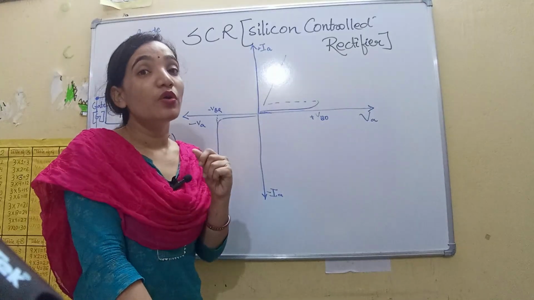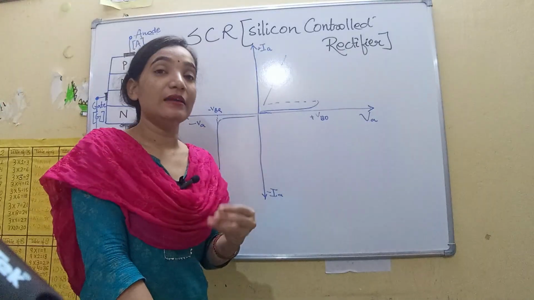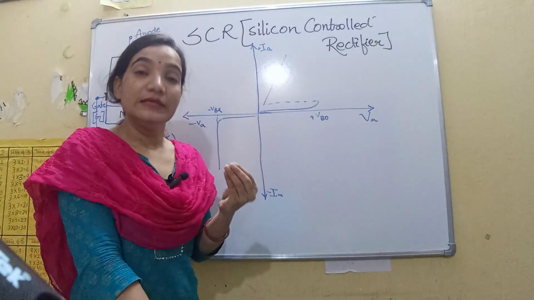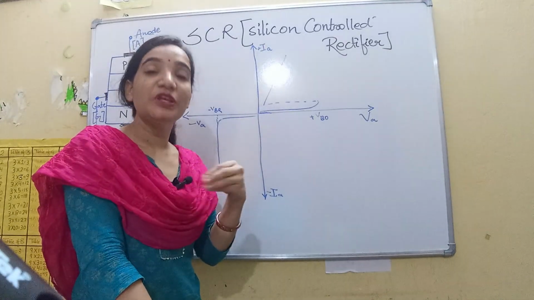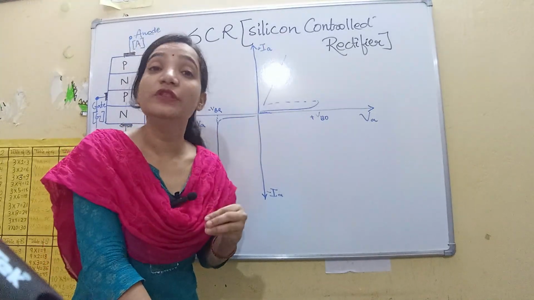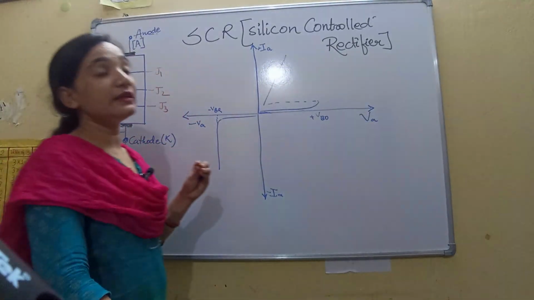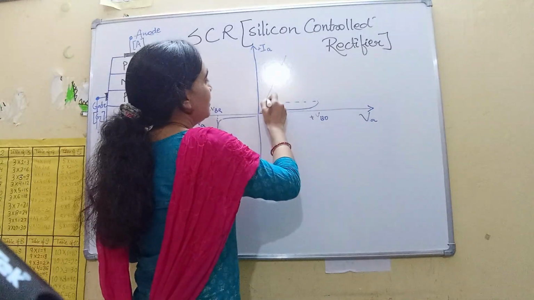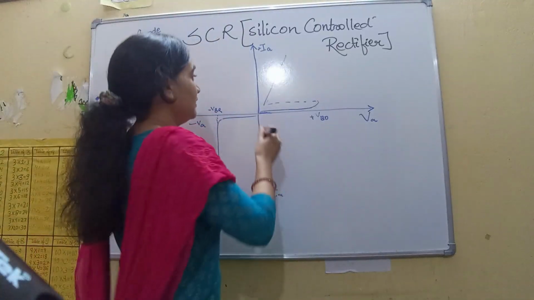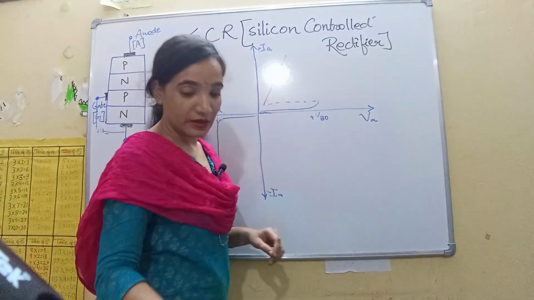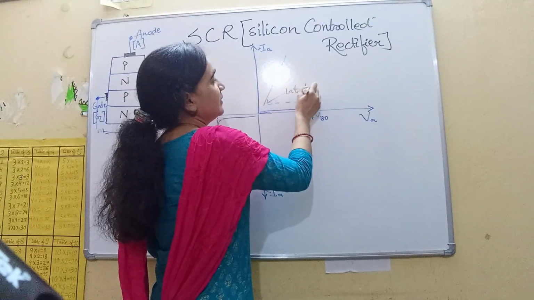So that current, the minimum current at which the SCR starts to conduct and remains conducting even if we remove the positive pulse at the gate, is called the latching current.